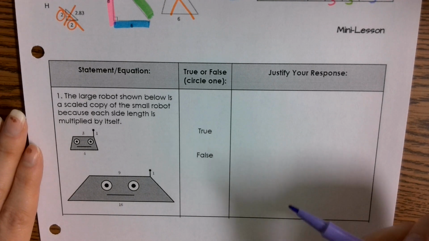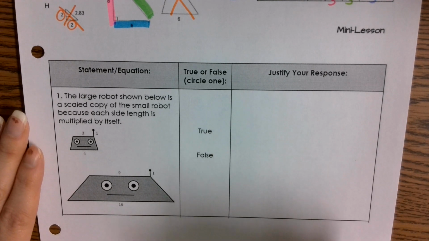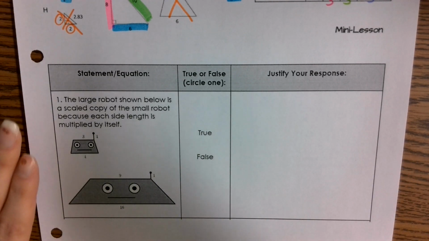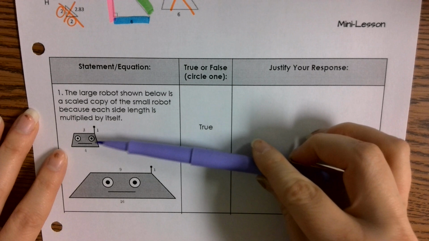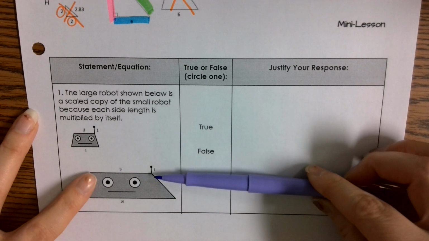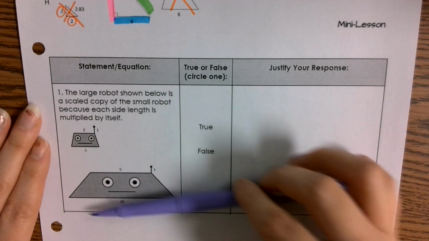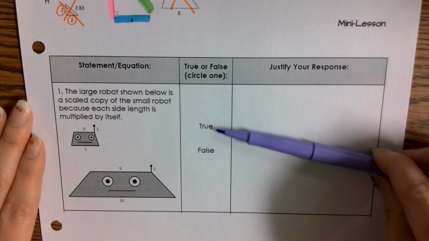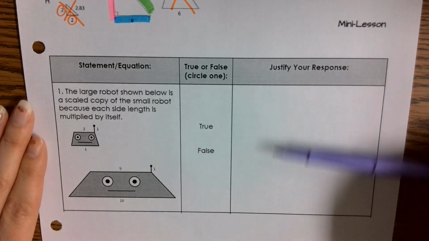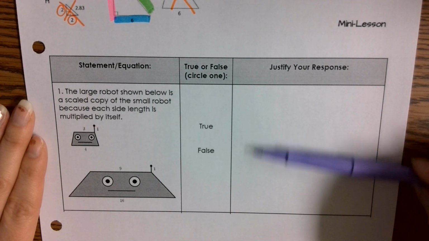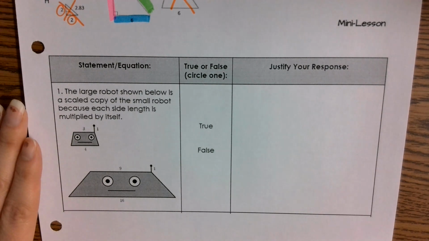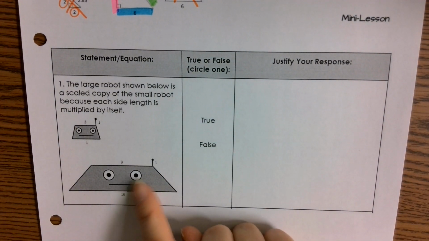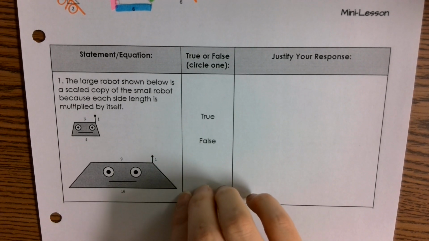Yes or no? Talk about it amongst your group. Remember what we talked about with scaled copies and a scale factor. Is the big robot a true scaled copy? You're going to identify whether that's true or false, and then you're going to discuss with your group why you think it is true or why you think it is false. Go ahead and take a moment to do that. All right, so is this a true statement or a false statement?